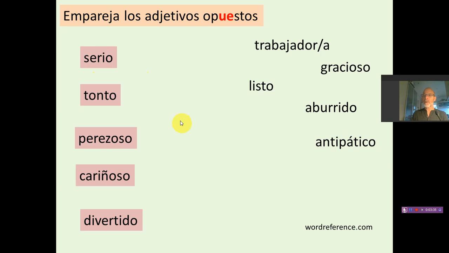I would encourage you guys to have un bolígrafo, a pen, y papel, paper of some sort, and to do these very quickly as written exercises. It doesn't have to be neat and tidy, but it helps you to remember things, and it helps your spelling in Spanish if you write these things.